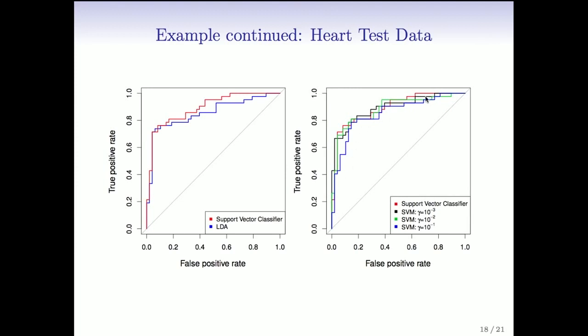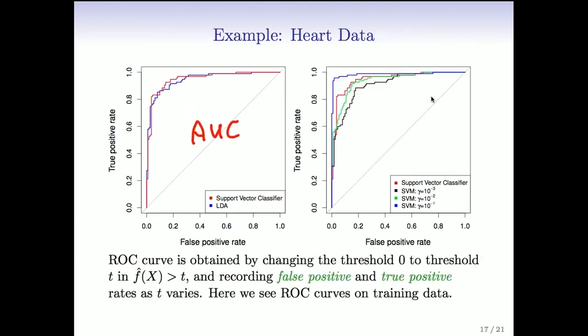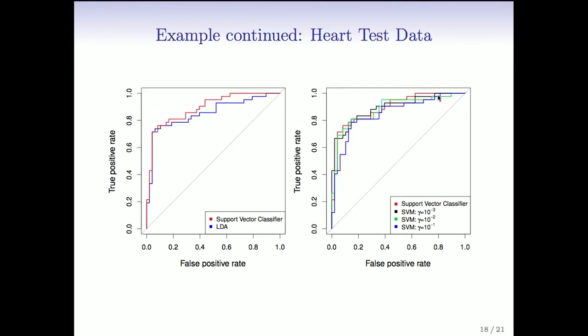In the right-hand panel, we look at the different support vector machines again, and now the one with the biggest value of gamma actually does the worst. While it was doing the best on the training data, it actually does the worst on the test data. Here the linear support vector machine does pretty much the best, and the most regularized SVM, with gamma 10 to the minus, can't see that number, but 3, is doing about the same.